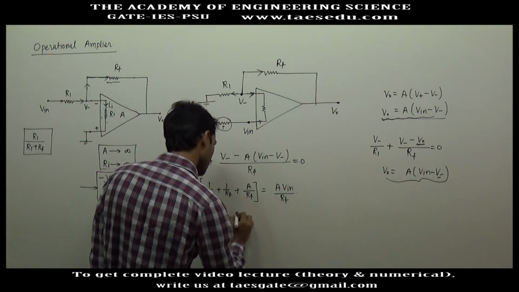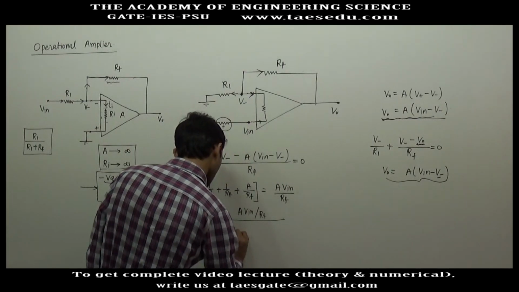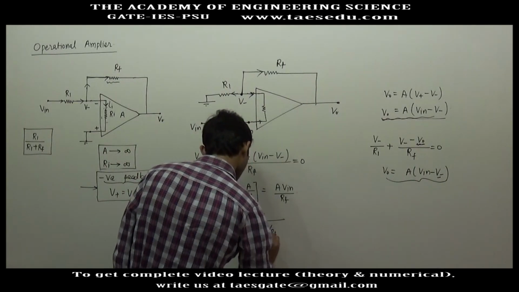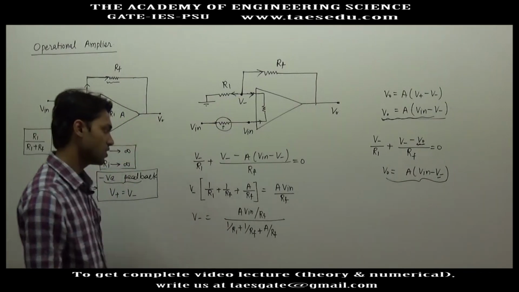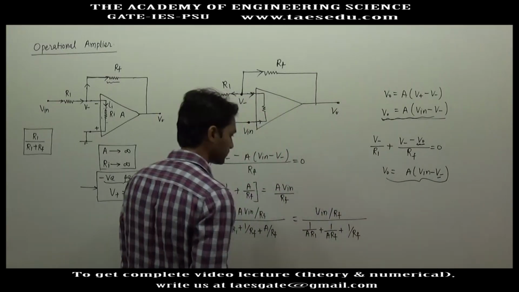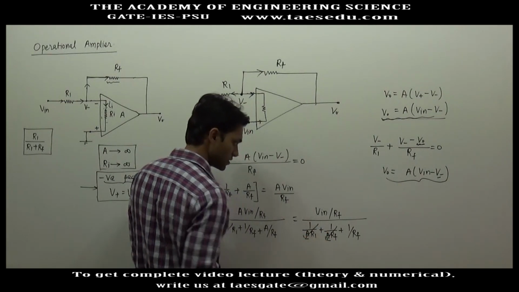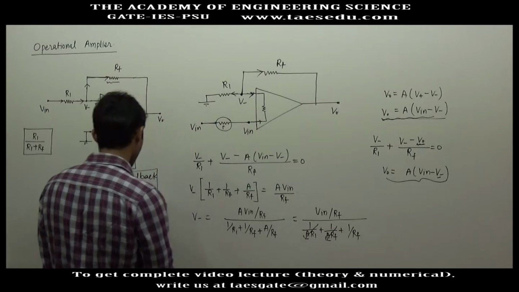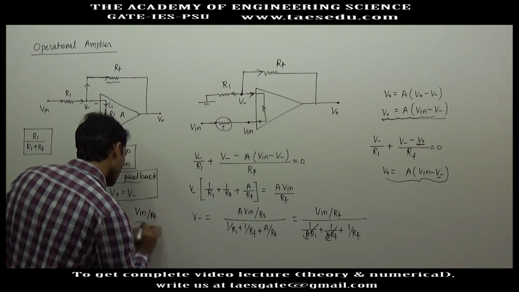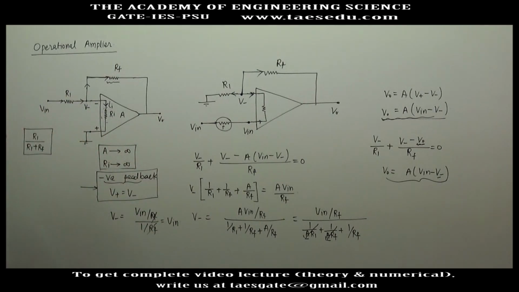So V minus will be A into V input divided by RF, divided by (1 upon R1 plus 1 upon RF plus A divided by RF). Now we divide both numerator and denominator by A. Since A tends to infinity, this will go to 0, and this will also go to 0. So you will get V minus as V input by RF divided by 1 by RF. You will get V minus equal to V input.